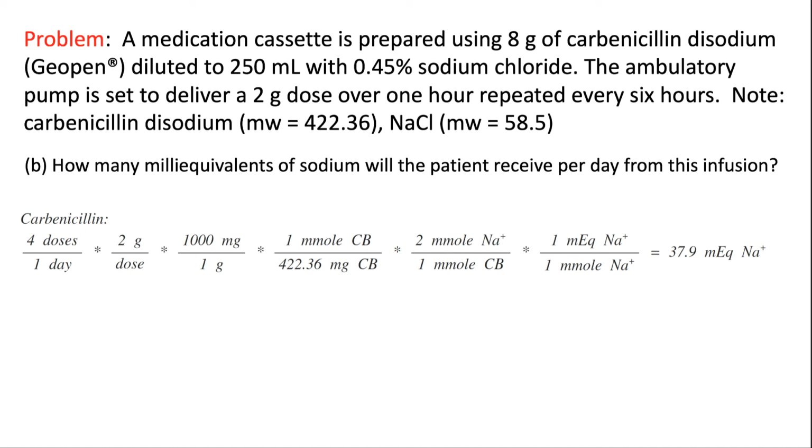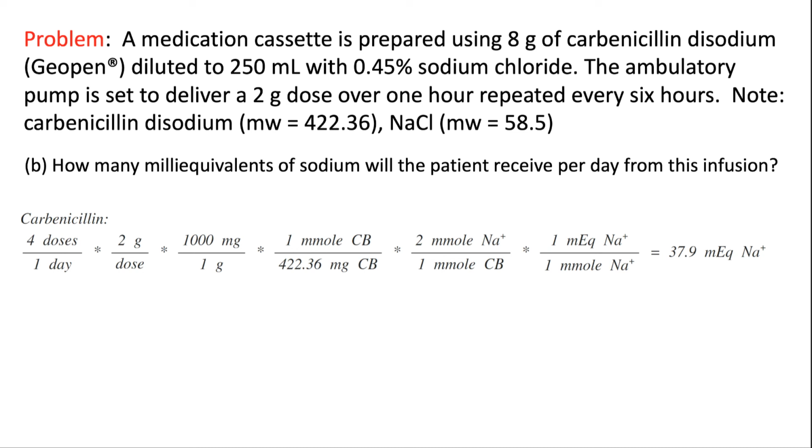Now this is where you've got to think back to that chemical structure. We said that in solution, carbenicillin disodium would produce 2 sodium ions for every 1 carbenicillin molecule. So that's why we're going to multiply this by the fact that you get 2 millimoles of sodium for every 1 millimole of the parent molecule, carbenicillin disodium. That lets us convert now.